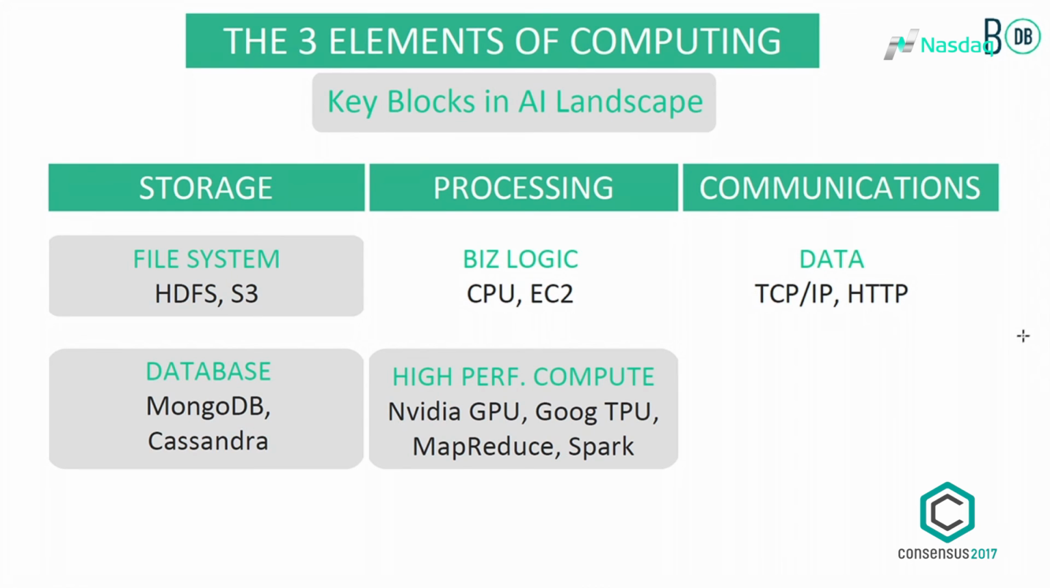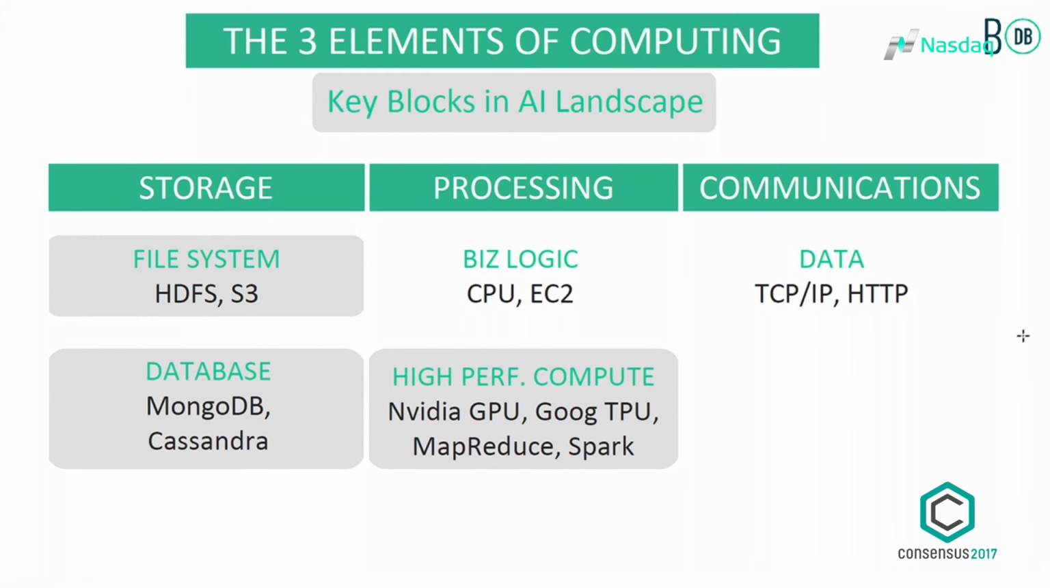And then for databases, these are the big data databases that are powering things in AI, MongoDB, Cassandra, and more. With processing, business logic like CPUs and Amazon EC2 don't play as much of a role. What's really playing a role for the world of AI is things like NVIDIA GPUs, which have massive, massive thousands of processors running in parallel.